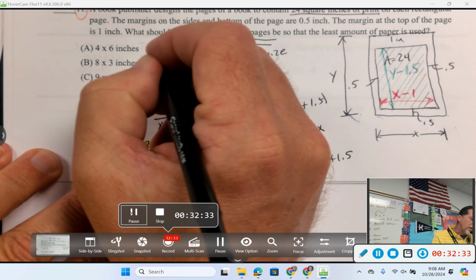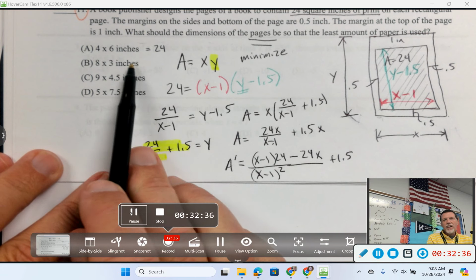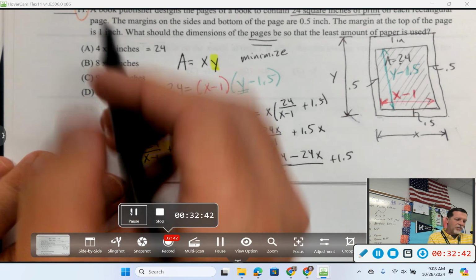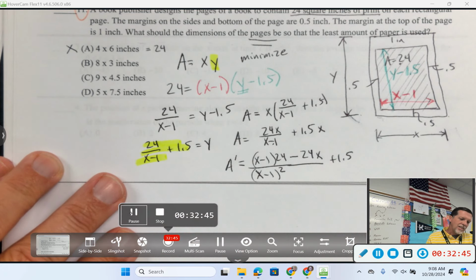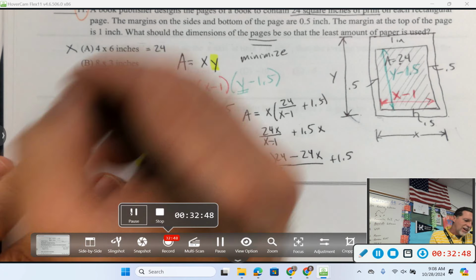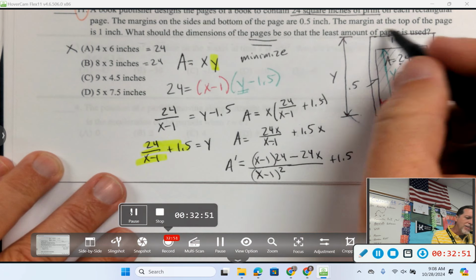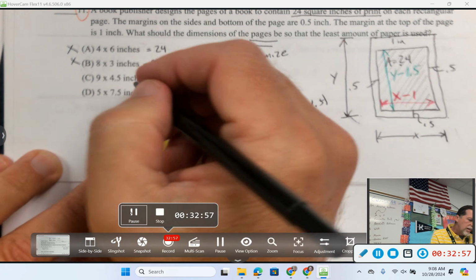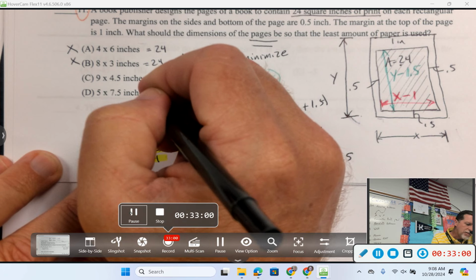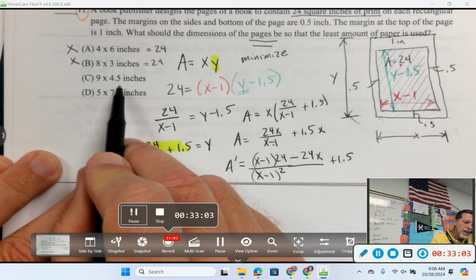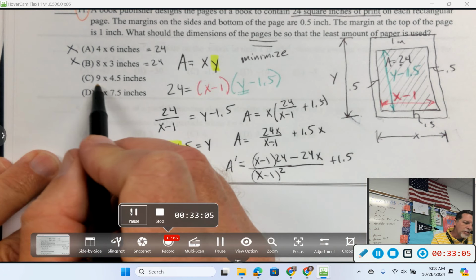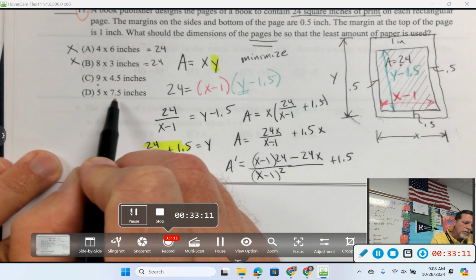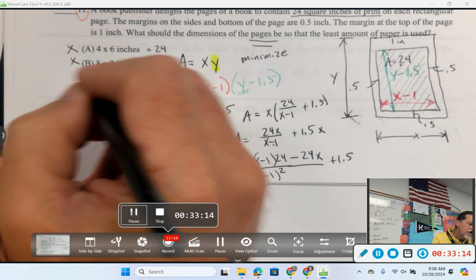Now, I have to be careful here. 6 times 4 is 24. But if that's the dimensions of the whole thing, that won't give me 24 inches of print on the inside. So that's not good. 8 times 3 is 24. Okay, that's fine, but that's the overall dimensions. That's not going to give me 24 inches of print. 9 times 4.5 or 5 times 7.5, I'm guessing both of those would give me 24 on the inside. This would give me 8 times 3 is 24 on the inside, 4 times 6 is 24 on the inside. So it's one of these two.